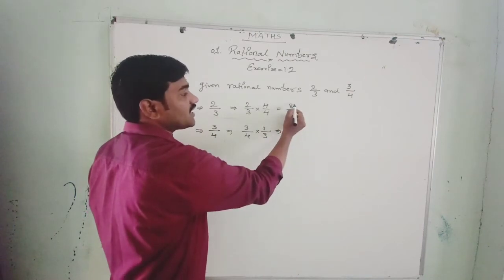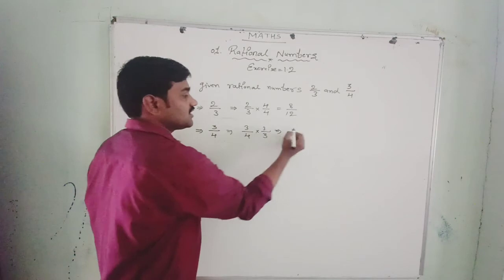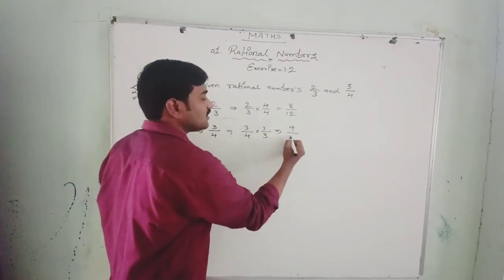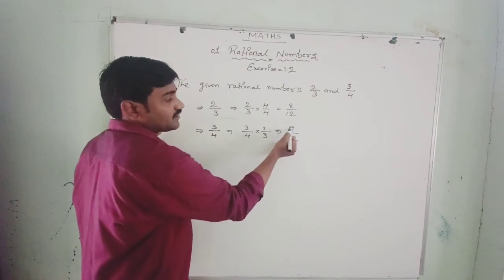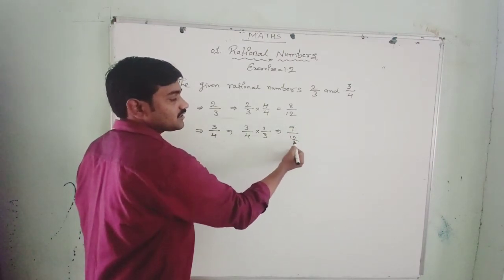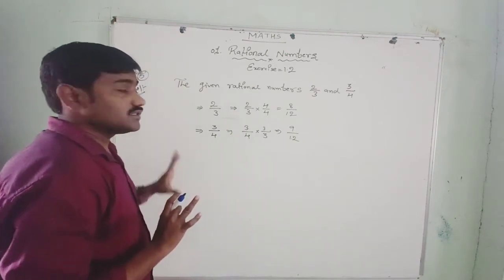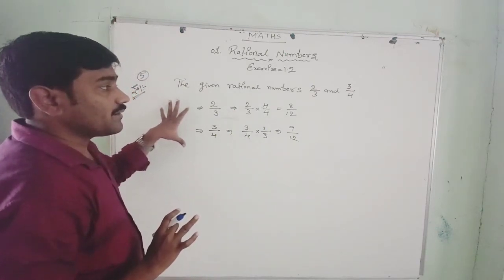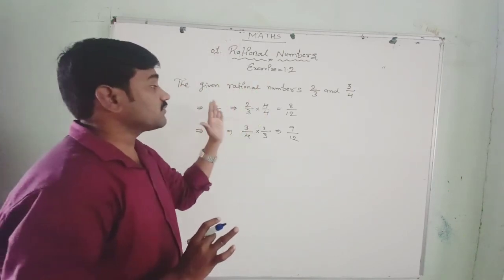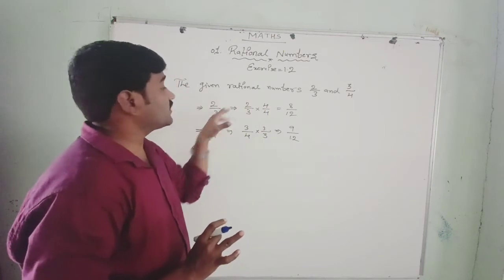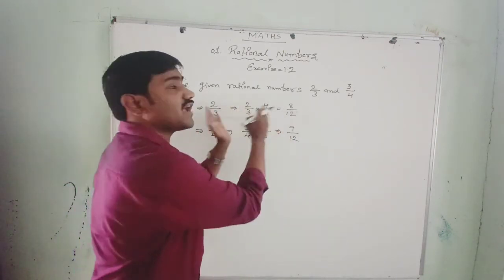See, now if you cancel the 4 table, 4 2s are, 4 3s are, you will get 2 by 3 again. 3 3s are 9 and 4 3s are 12. See that here 3 3s are, 3 4s are, 3 by 4 you will get. That means nothing we are doing, just the given fraction we are increasing, nothing but we are writing the equivalent fraction of the given fraction. That means equal value of fraction we are writing.